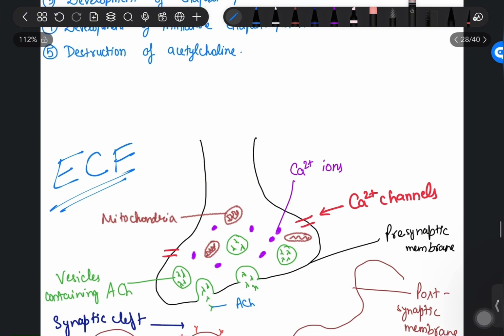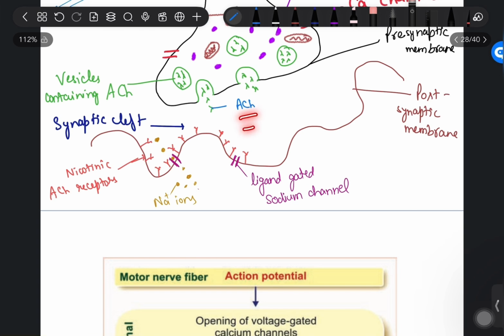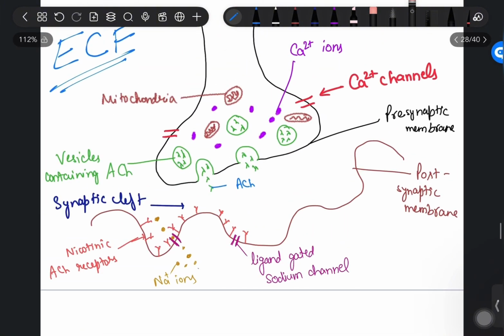Now, the fifth point is the destruction of acetylcholine. Acetylcholine released into the synaptic cleft is destroyed very quickly, within 1 millisecond, by an enzyme. The enzyme which destroys the acetylcholine is acetylcholinesterase, because acetylcholine has to be destroyed, otherwise the muscle will contract again and again and it will lose its property. So to be in the normal position, the extra acetylcholine present in the synaptic cleft has to be destroyed by this enzyme. Acetylcholine is so potent that even this short duration of 1 millisecond is sufficient to excite the muscle fiber.